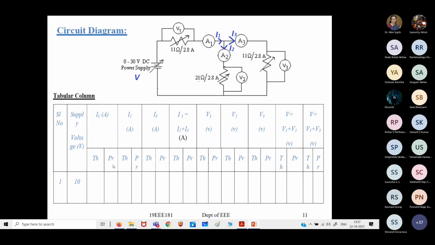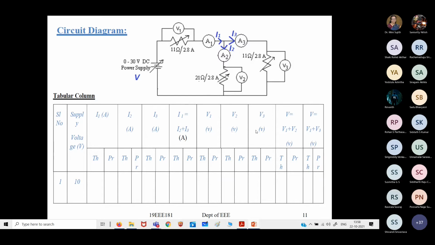Actually in hardware, but now due to the present scenario, whatever value you will be getting in the meter in your Tinkercad, that you will be writing here for I1. Similarly I2, I3. Theoretical value, practical value, theoretical, practical. So then you add them, it should be the same. That means I1 should be equal to I2 plus I3. Similarly V1, V2, V3 and then you can verify. So this is the theoretical value which you need to calculate, and the practical values.